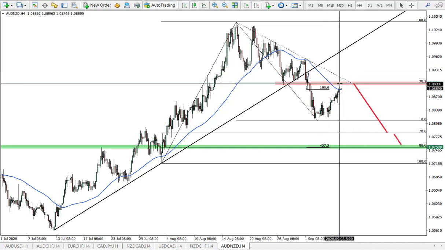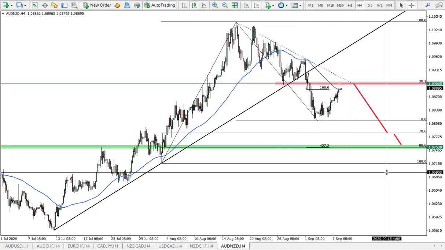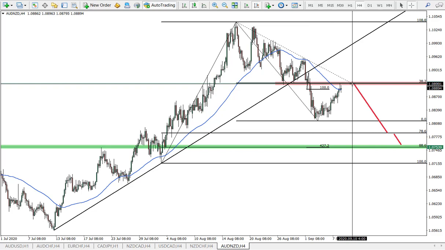So this level of resistance should be watched, and at some time this week it could provide an opportunity for sellers when the price will move down. But if there is a break and close with confidence above this resistance, we can expect further growth.